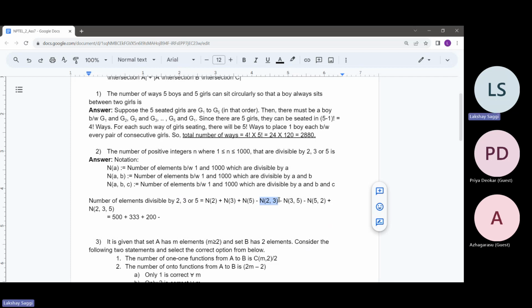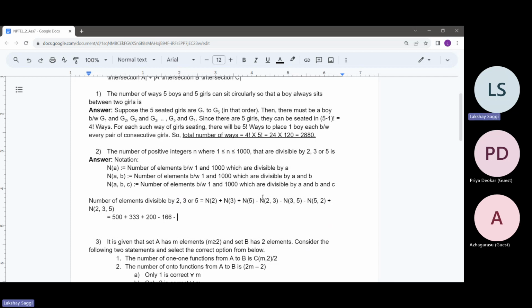So I hope this sort of argument is clear to everyone. Why will this be the case? For calculating n of 2 comma 3, we just need to find the number of elements divisible by 6. So it will be something like 1000 divided by 6 and taking its greatest integer function. So 1000 divided by 6 will come out to be 166.